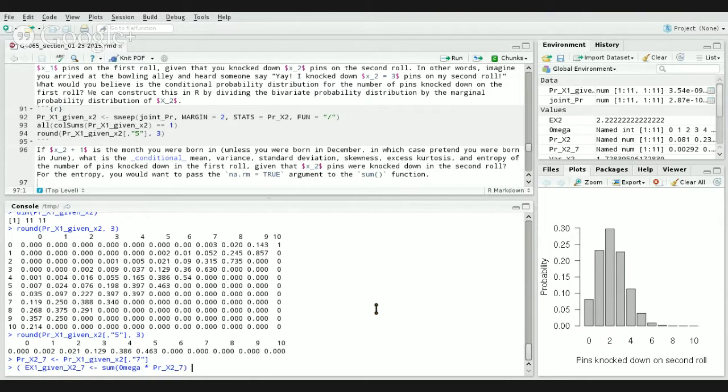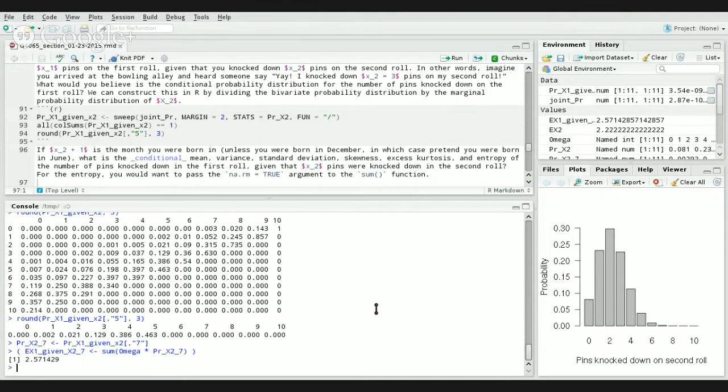And again, we'll put an extra set of parentheses to not only save that, but also to print it to the screen. So the conditional expectation for the number of pins knocked down on the first try, given that 7 pins were knocked down on the second try, is 2.57.